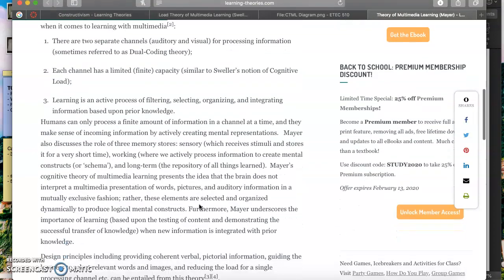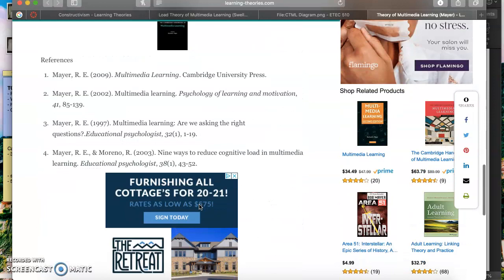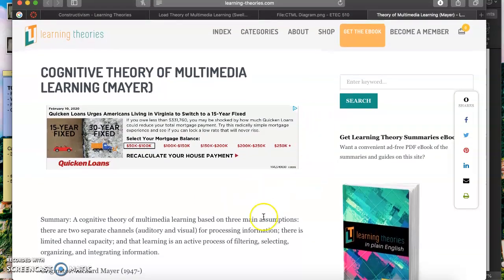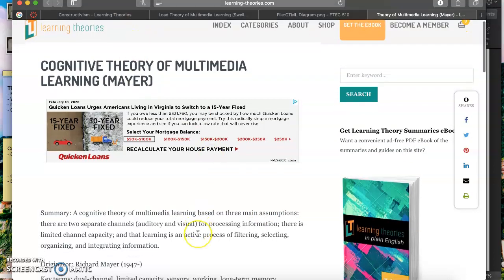So, just in summary, all three of these theories definitely play a part and have a lot of similar outlooks, which is really interesting, especially considering the timing of all of them.